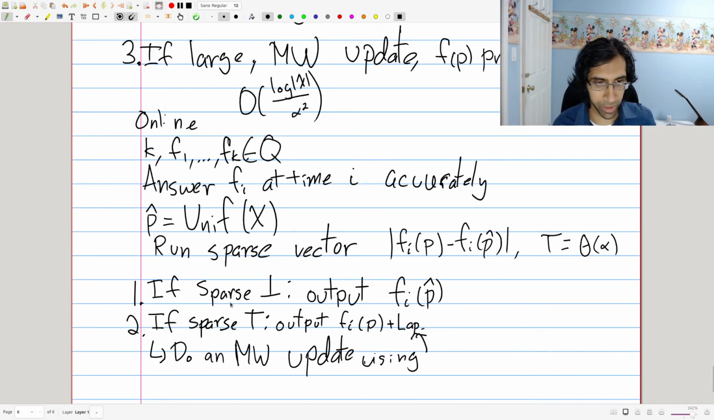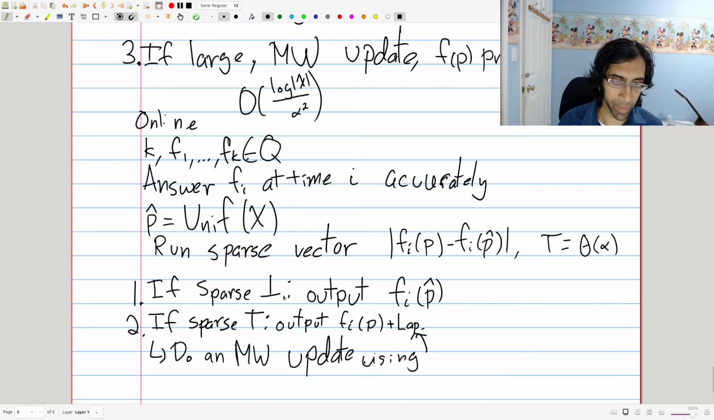Essentially, you answer the questions one by one as they come. If something is said to be small using the sparse vector technique, then you can just output what you've learned so far using the p hat. On the other hand, if it says that the query is large, then we're going to output the true value plus some Laplace noise and then update. So essentially we don't make the same type of mistake too many times. And if you do these both, then you'll output correct answers as you go.